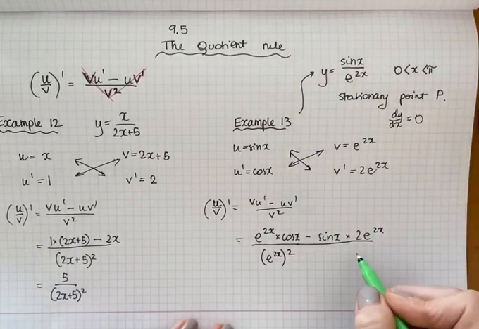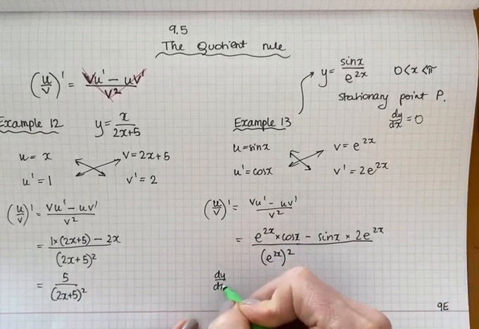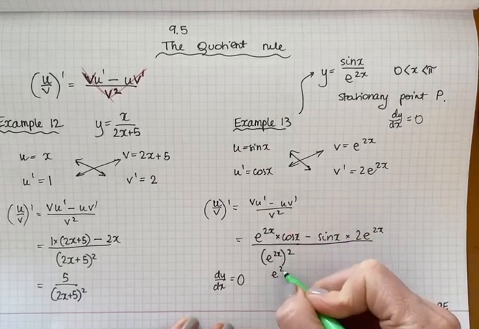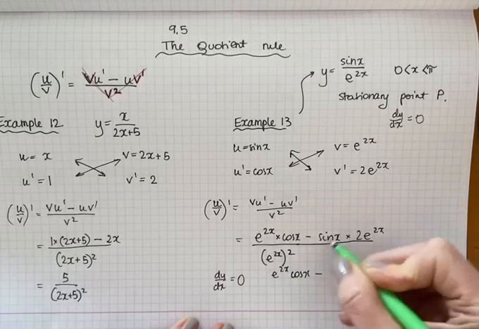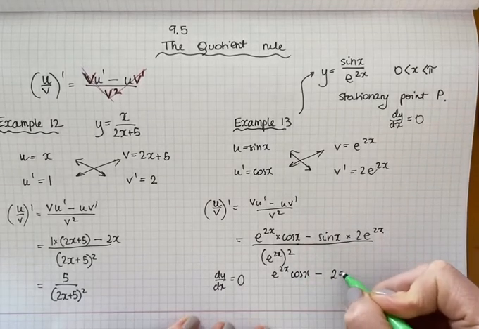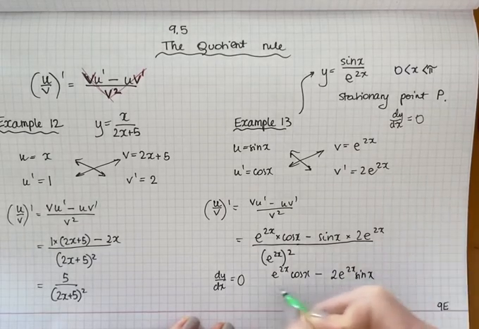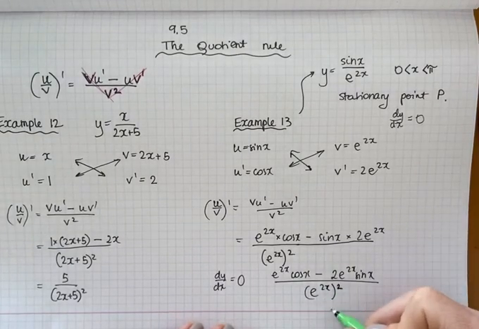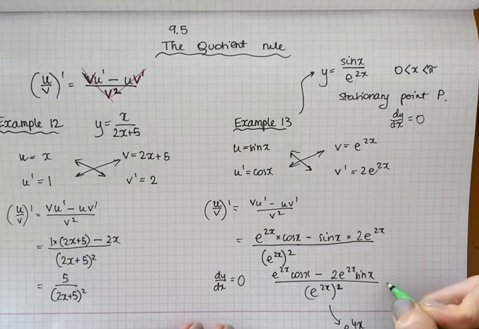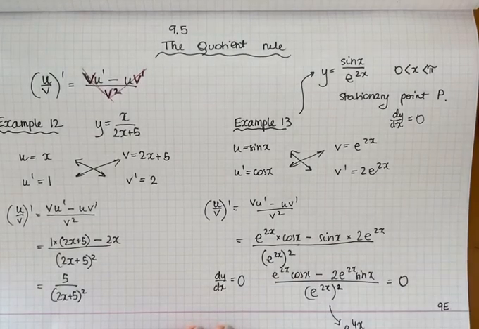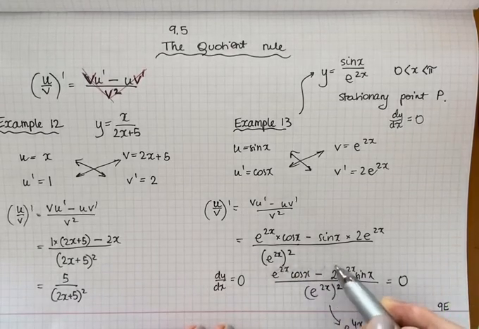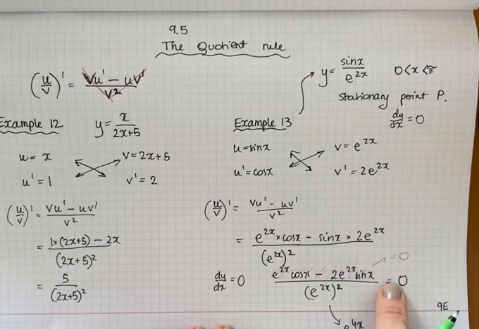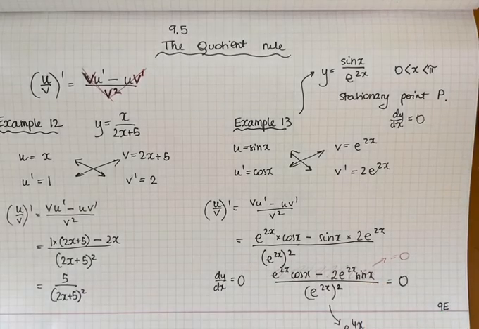So if it's a fraction and you are considering when it's equal to 0, you don't need to tidy it up yet. You might as well write 2e to the power of 2x sine x over e to the power of 2x squared. You can write it as e to the power of 4x, but because I'm going to make it equal to 0, you need to consider that the fraction is equal to 0 if and only if the numerator is equal to 0. So we need to solve this equation where the numerator is equal to 0.